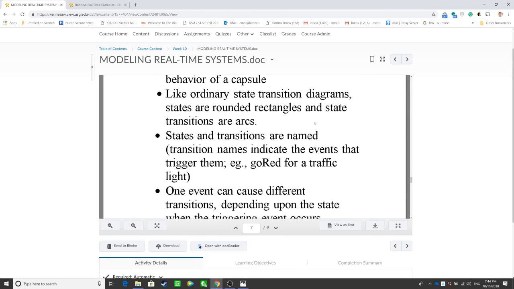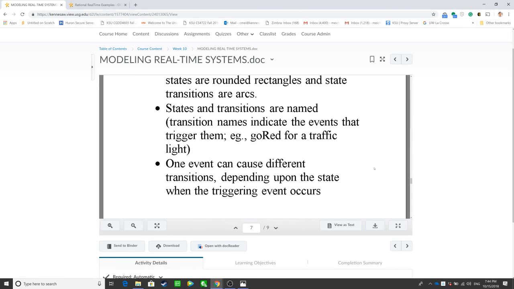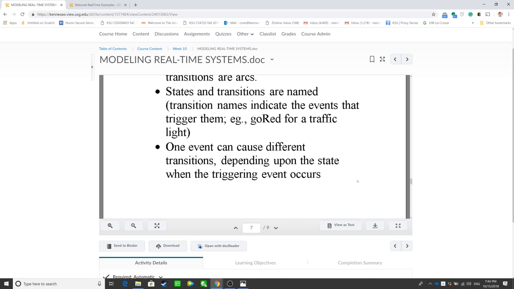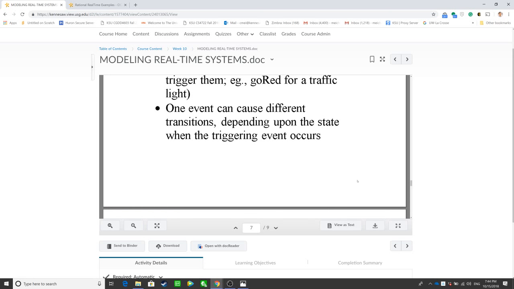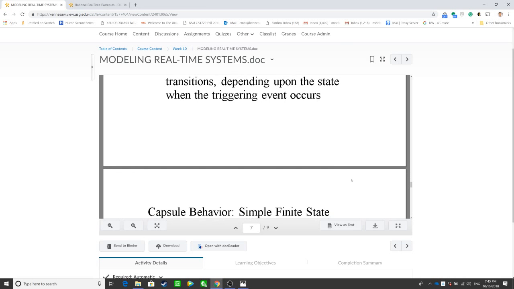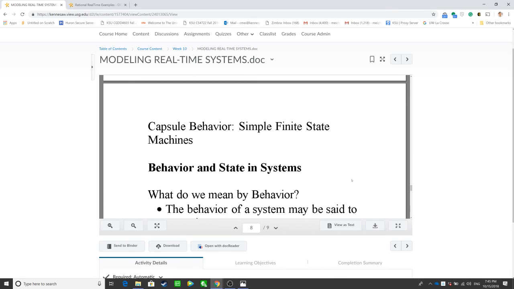And states are rounded rectangles. Transitions are arcs. State transitions are named, usually by the events. We use the events to name the transition. And one event can cause different transitions depending upon the state when the triggering event occurs. Yeah, that's what I keep mentioning. So dynamic, real time. The same event doesn't always trigger the same reaction. It depends on which state it is in.